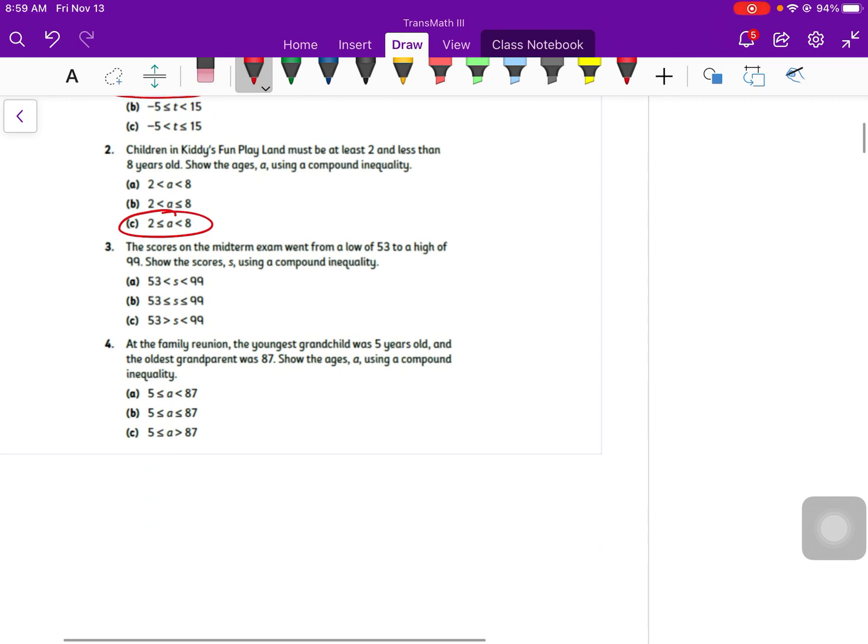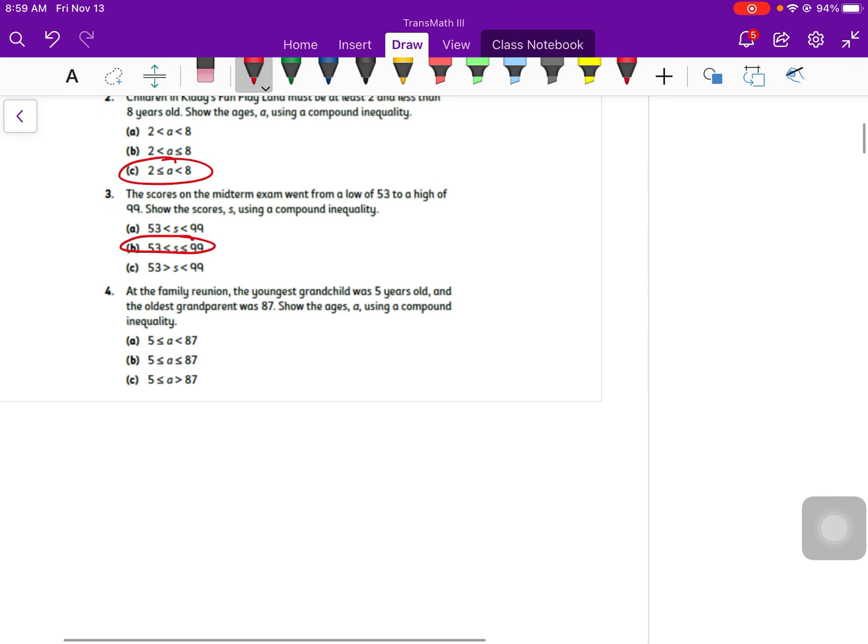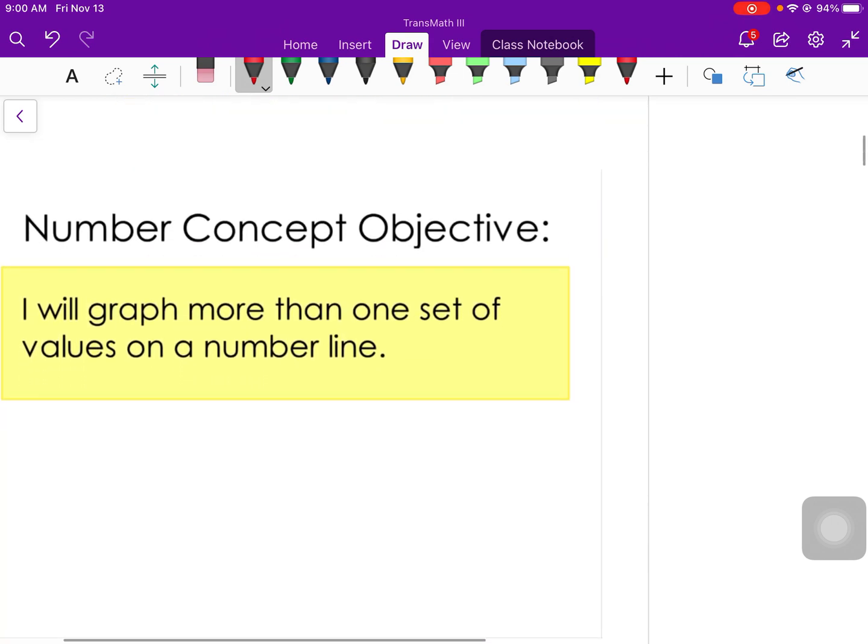C is the answer. Number 3, the scores on the midterm exam went from a low of 53, so it was 53, to a high of 99, so it was 99. So B is our answer there. And number 4, at the family reunion, the youngest grandchild was 5 years old. They were, so it can be 5. And the oldest grandparent was 87. It can be 87. So we've got B again.